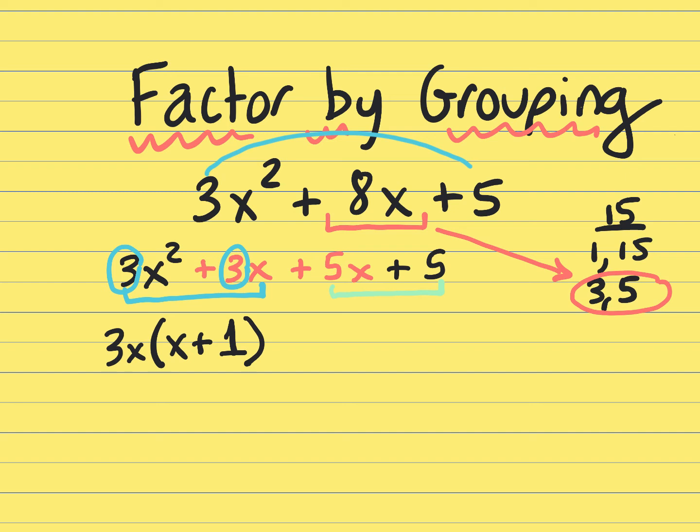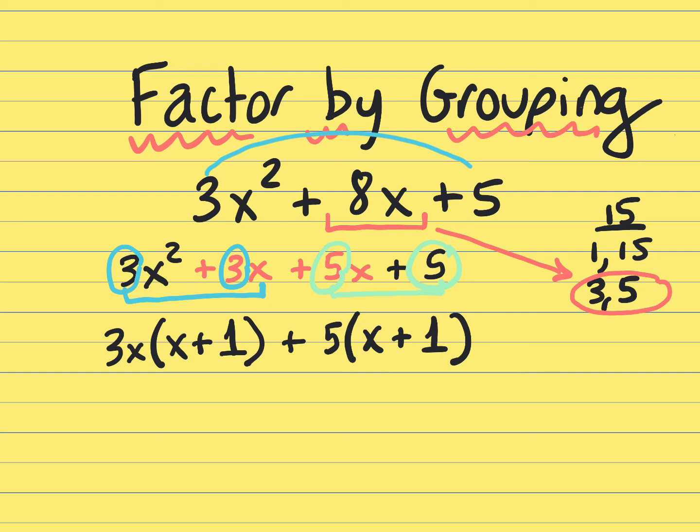My second group is going to also have a GCF. In this case, my GCF is simply 5. I can take out that 5. So if I take out my 5, I would be left with an x, and remember my placeholder of 1.